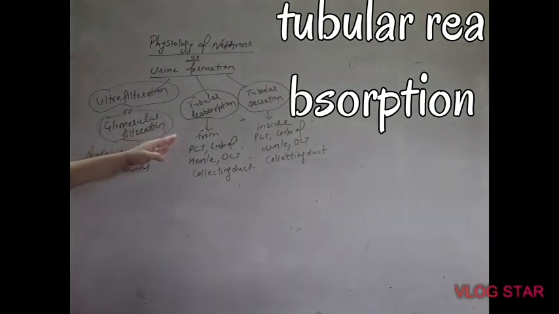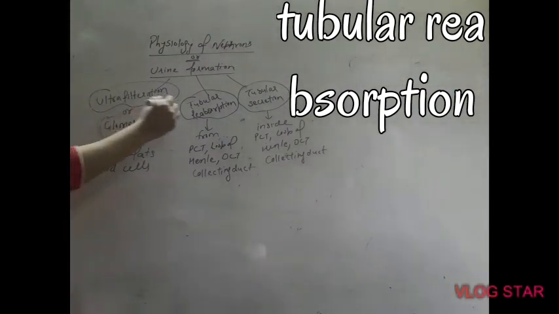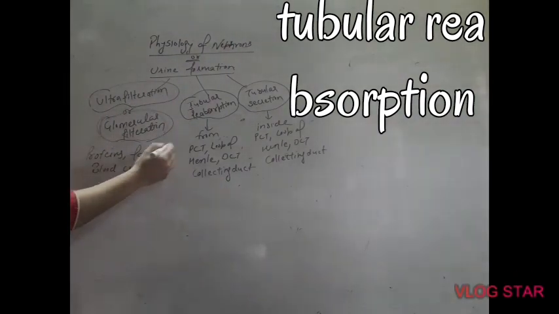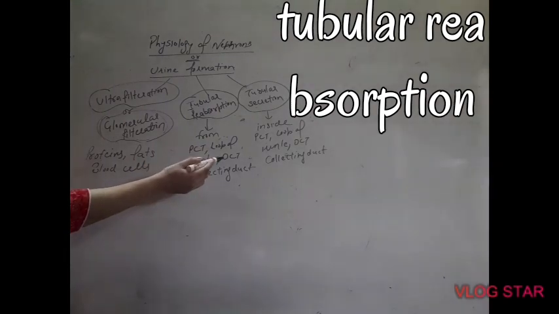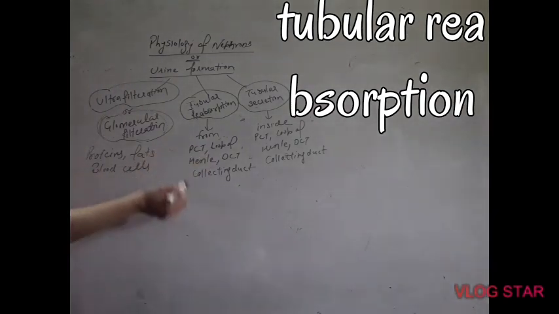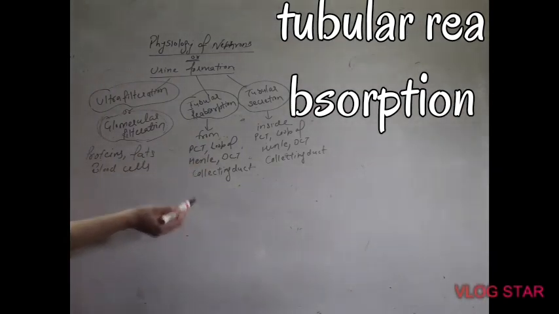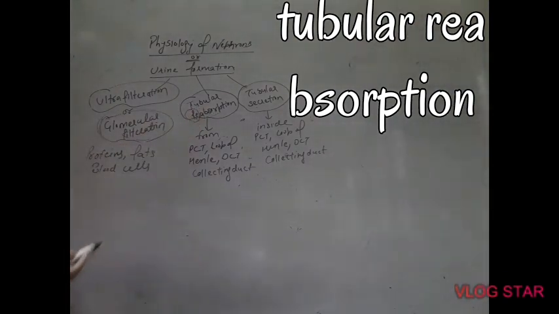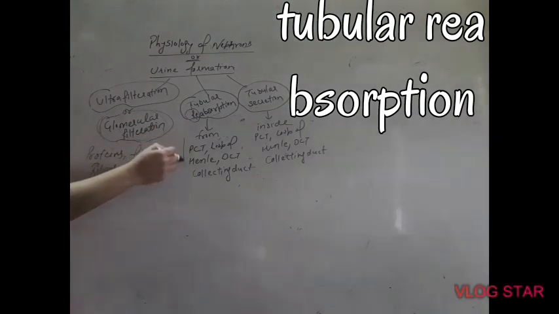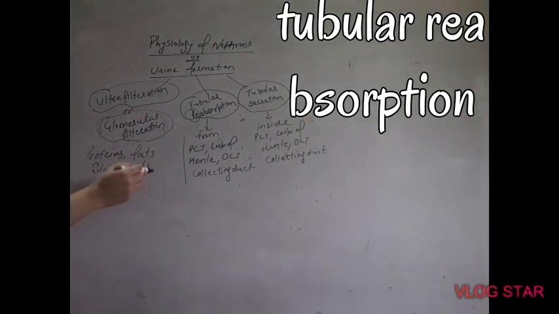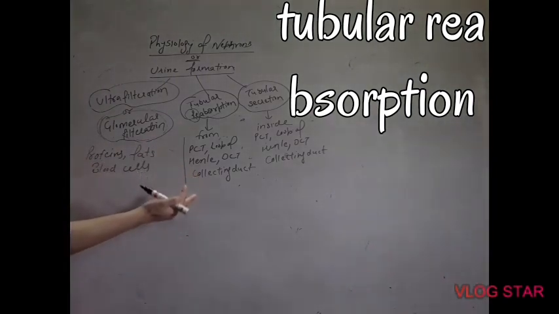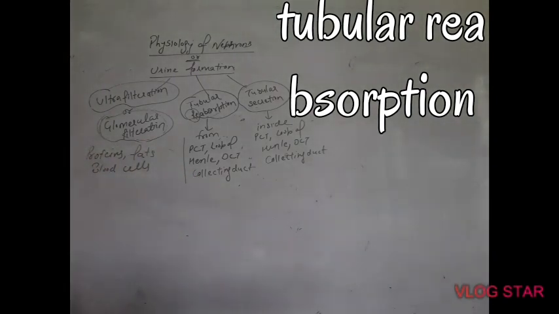Now let us move on to tubular reabsorption. Tubular means tubes. And what are the tubes of the nephron? PCT, proximal convoluted tubule, loop of Henle, DCT and collecting duct. These all are the tubular parts of the nephron, tubes. And re means again, absorption is to absorb. So inside these tubes, some substances of the glomerular filtrate are absorbed again into the blood plasma.